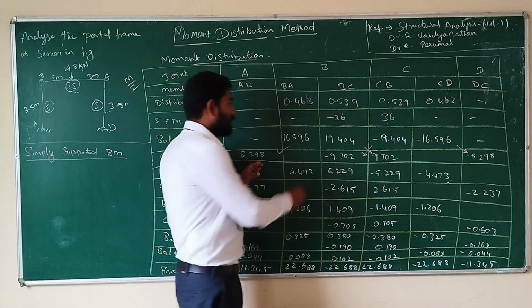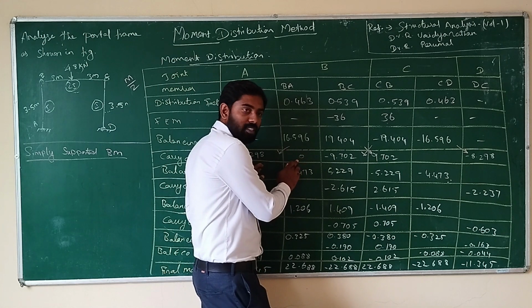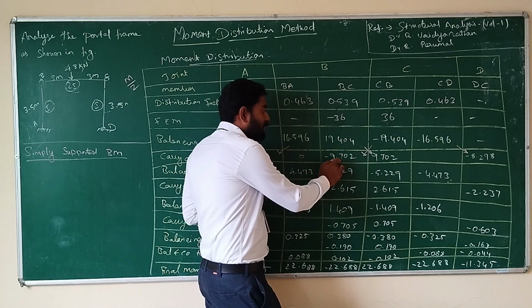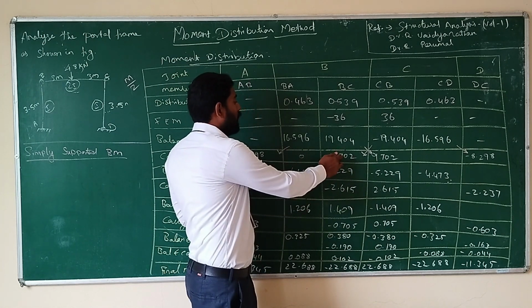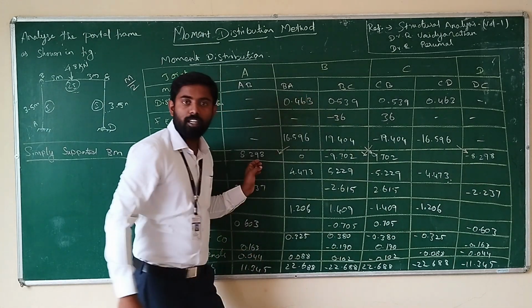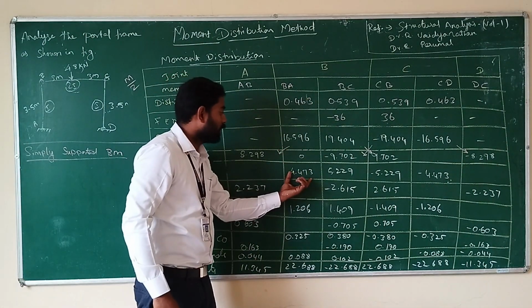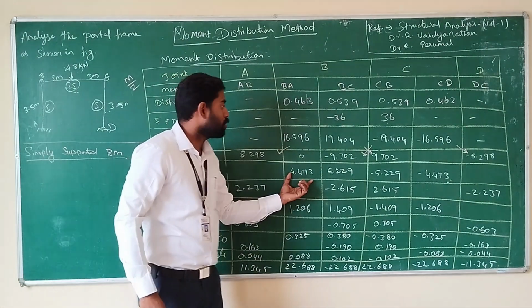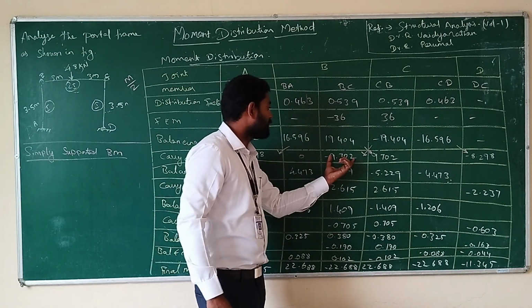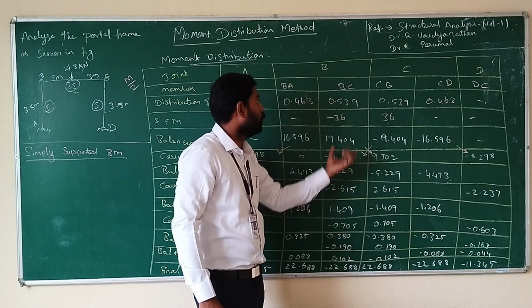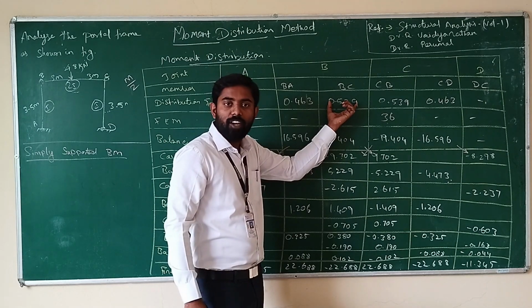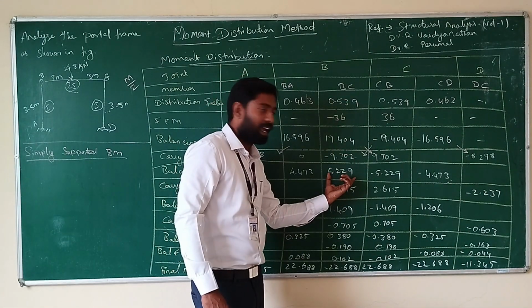And the same way, we repeat these steps for balancing and carryover. And in the next step, we can see this one. Here the value will become 0, and with this minus 9.702, again we are going to multiply it with the distribution factor, so that we can get this value. And in the next step, 0 minus 9.702, multiply it with 0.539, we can get the second answer.